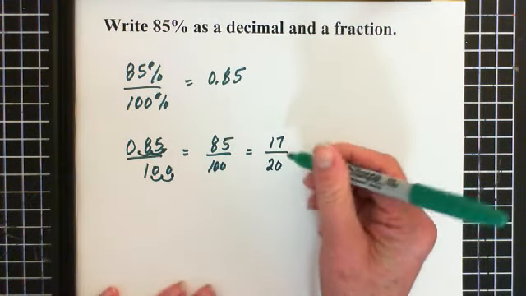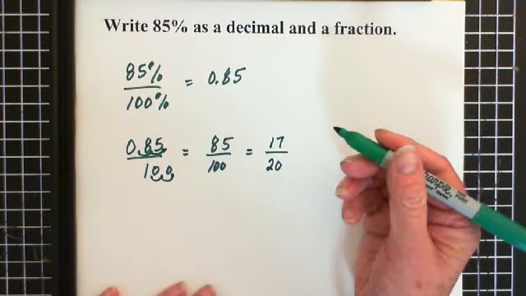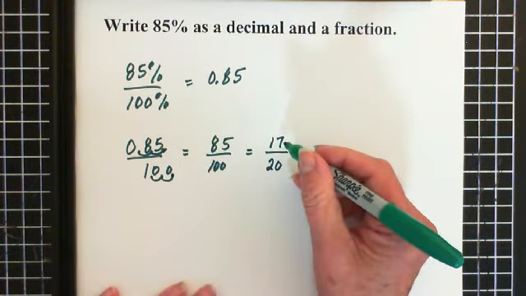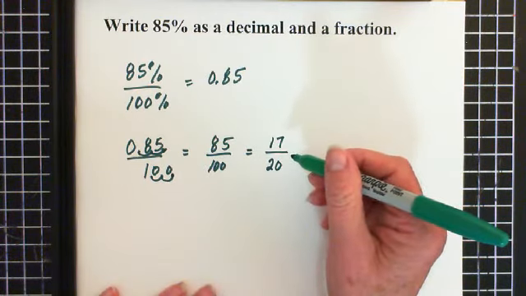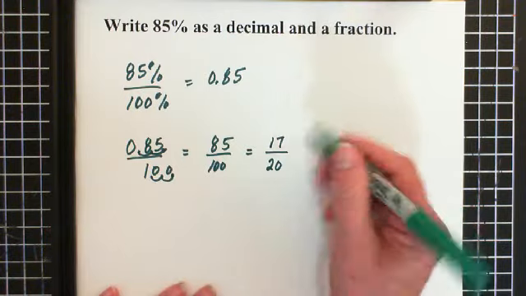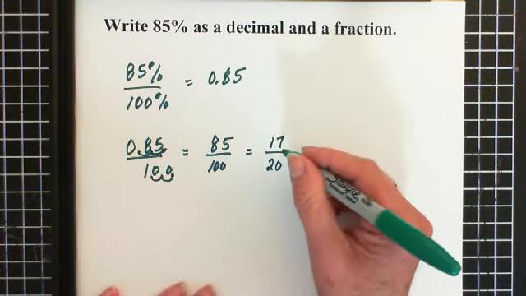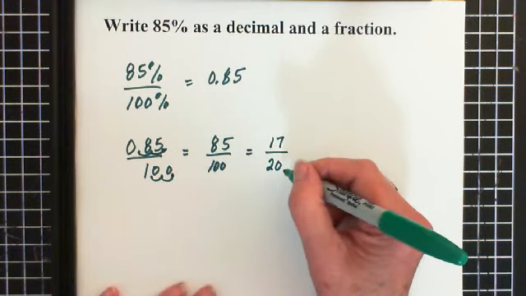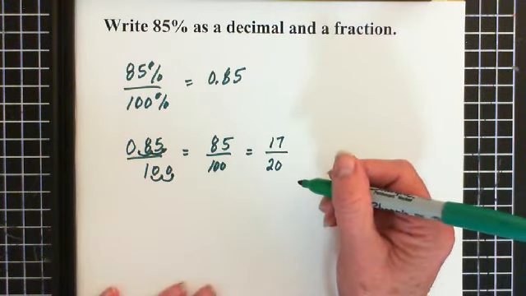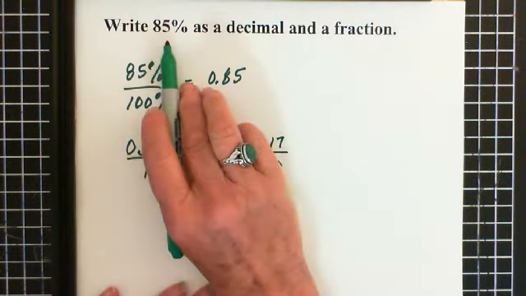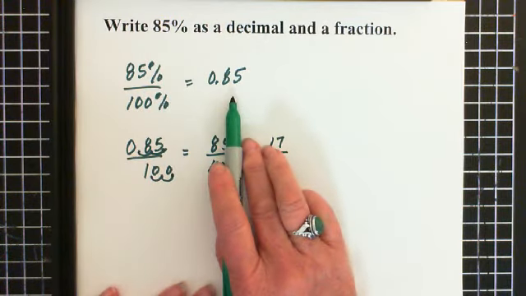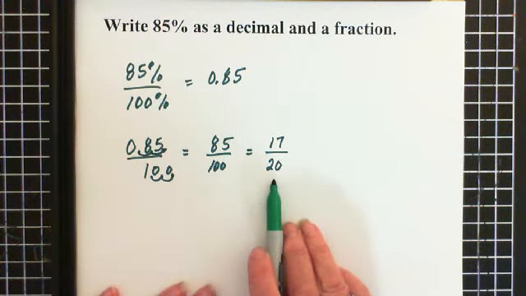Now that we're here, we see if we can reduce it again. We ask ourselves, what are these numbers both divisible by? And we got nothing. So at this point, we're done. 17 over 20 is the fraction. So 85% is equal to 0.85 and equal to 17 over 20.